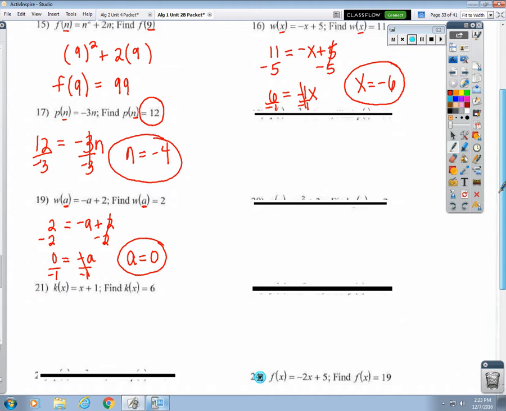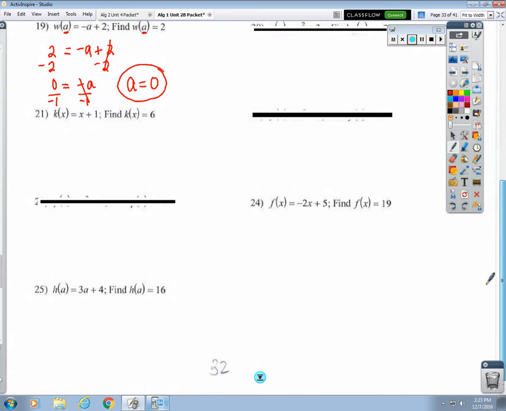Okay, now let's go down to number 21. K of x equals x plus 1. So find k of x equals 6. Look, x stayed x. They're not asking you to substitute anything for x, are they? So it stays. What they're asking you to change is k of x. They're letting you know what it equals. It equals 6, so instead of writing k of x, we will write 6.